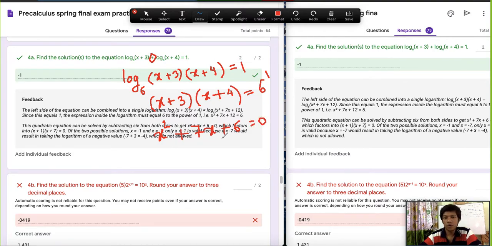And now again you can do the middle term factoring here. If you do the middle term factoring, it will be 6x plus x. After doing the middle term factoring, you will get here x plus 6 and x plus 1 equal to 0.